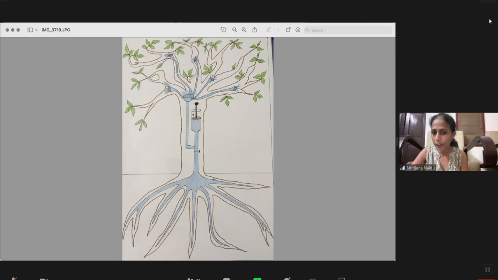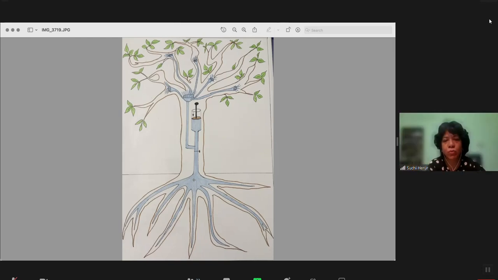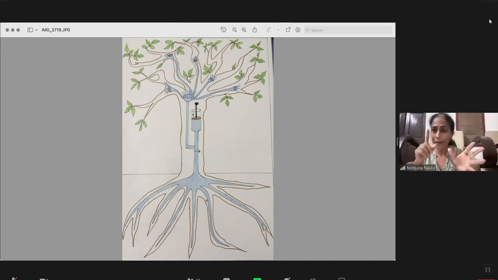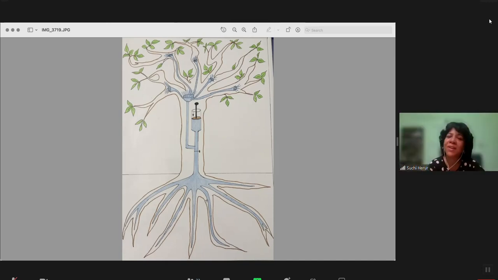What do we have here underground? We have the roots, that are absorbing water from the soil. They're seeking water, remember? Oh, you didn't do the roots. Sorry. You haven't done those. So they are absorbing water. Yeah, we'll stay with that.